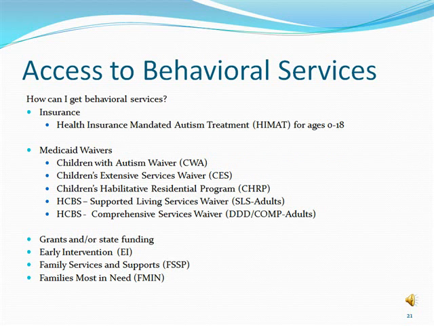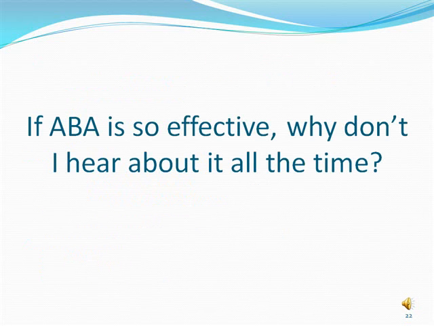How do you get access to behavioral services? There are multiple funding sources. For example, private insurance, Medicaid waivers, and state funding. But funding eligibility can be complex, and it's a good idea to do some research with your case manager, service coordinator, or insurance representative to see what your family is eligible for. A question you may have is, if ABA is so effective, why don't I hear about it all the time?